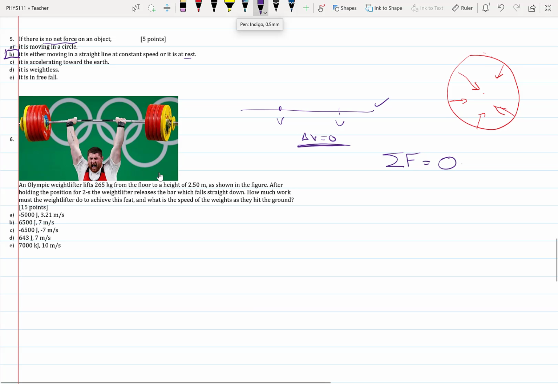I'll block that because that could be the answer, but there could be another answer, so we'll just check through all the other possibilities. It is accelerating towards the Earth. No, if it's accelerating, there must be something pushing or pulling it, right? That's Newton's second law. So there is a net force on it. So it's not C. Weightless, that doesn't make sense. There is no such thing as weightlessness. Weight is just the force due to gravity, which is mg. And then it is in free fall. Well, free fall actually means a situation where the only force acting on you is gravity, and that's not the case. So the answer is B.